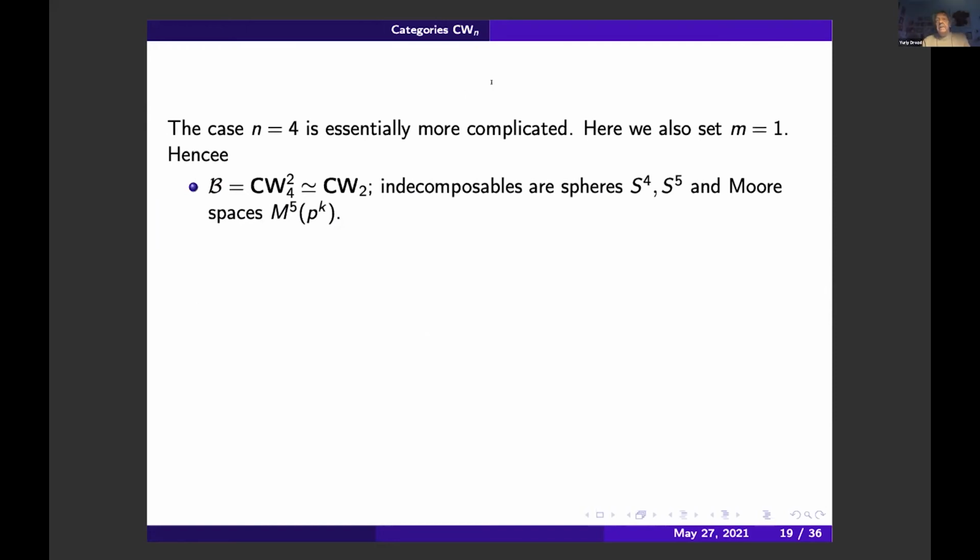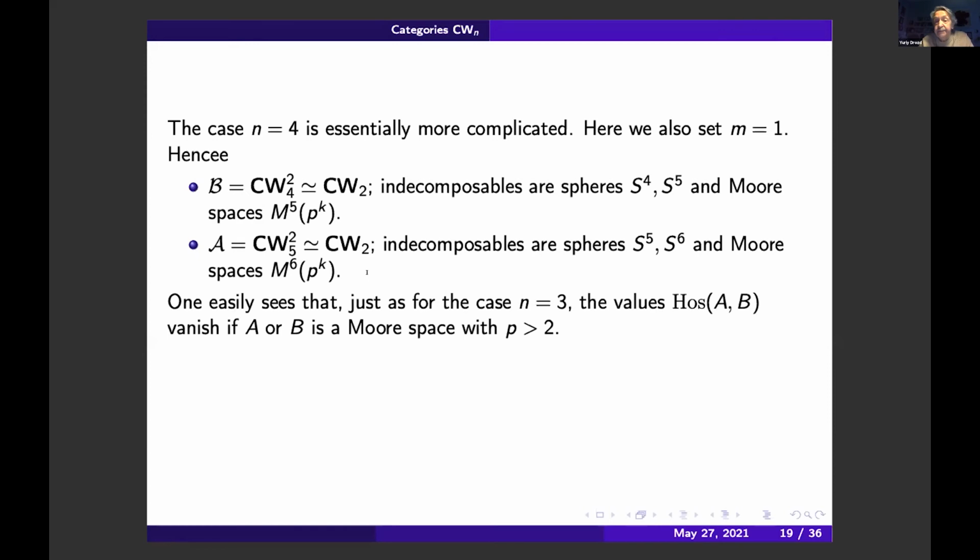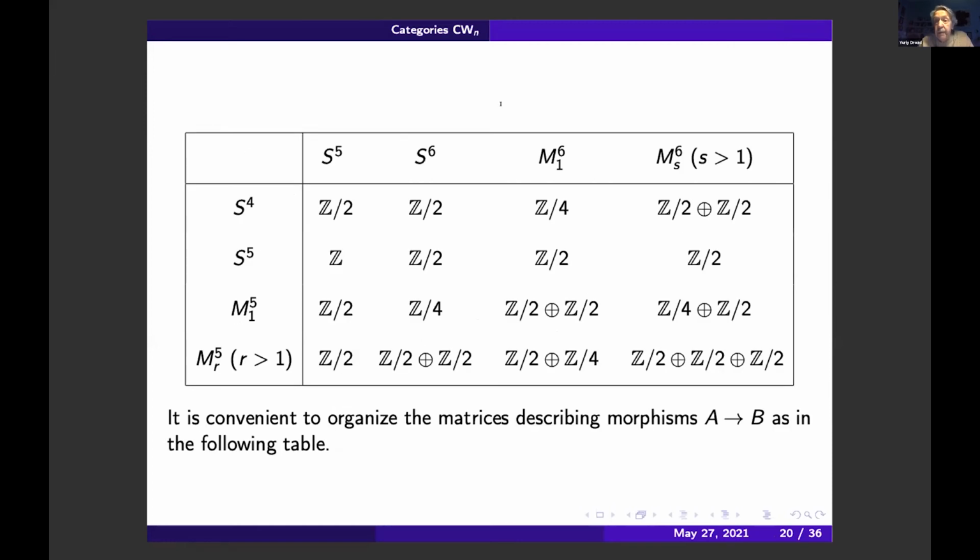The case of 4 levels is essentially more complicated. Here we also set m equal to 1. Then B is isomorphic to CW2, so the indecomposables are spheres and Moore spaces. A also has only 2 levels, so the indecomposables are spheres and Moore spaces also. And one can calculate the values of the homotopy groups, here they are. I will not explain this table, but it doesn't matter.